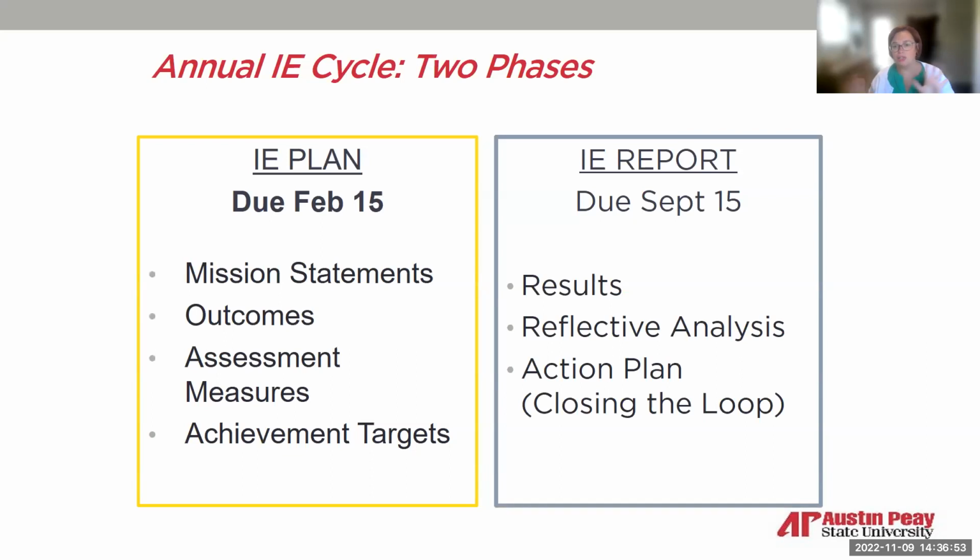As I just mentioned, we really have 2 phases that we ask you to turn into our office for tracking. There's the IE plan, and the next one will be due February 15th. And then the IE results report, which is due September 15th. One thing that's newish to those of you that have been doing this for a while is that we have a simplified, we hope, timeline where plans for the upcoming year are due by February 15th and results reports are due by September 15th. And that's for all unit types, not just degree and certificate programs.